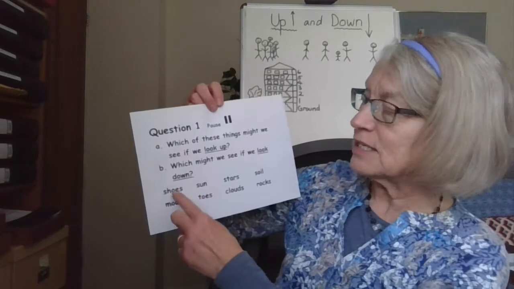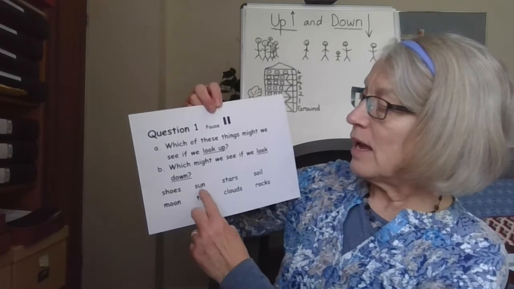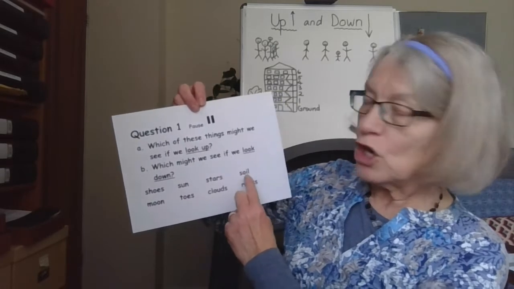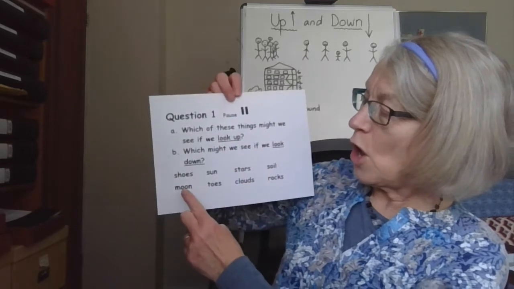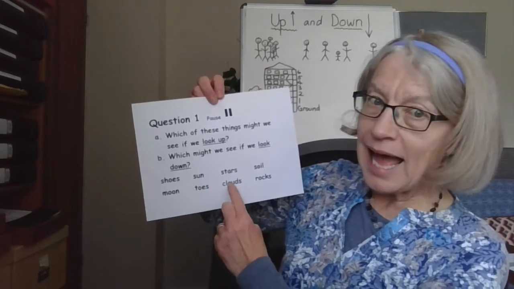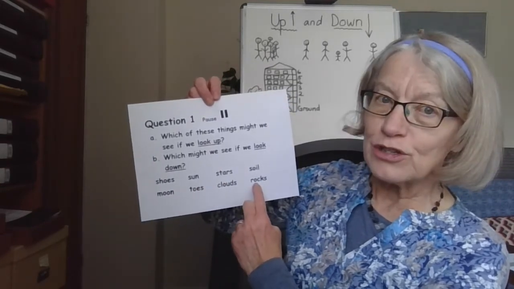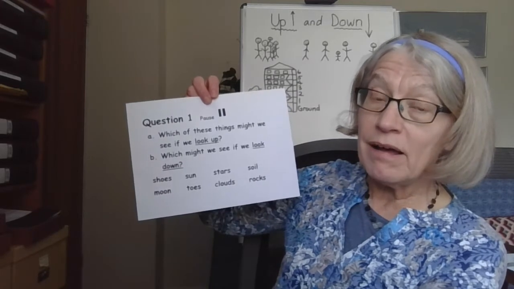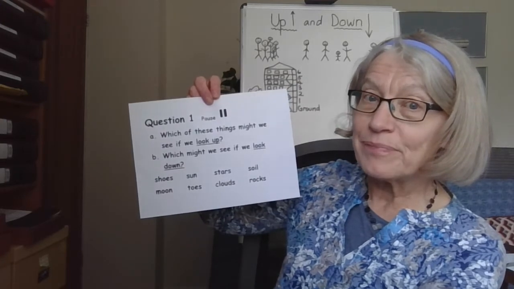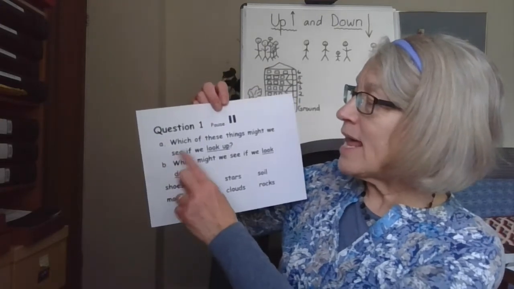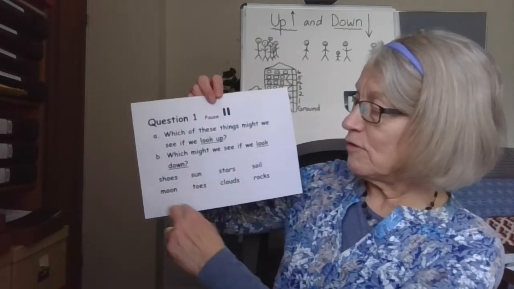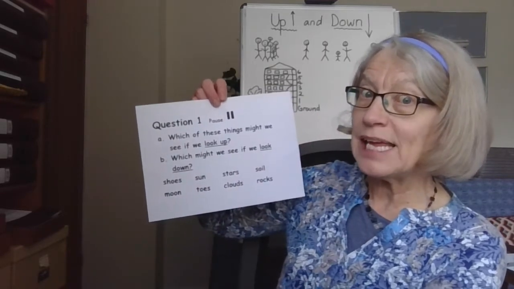Now these are the things: shoes, sun, stars, soil, moon, toes, clouds, rocks. Now if you don't know what they are, have a look in a dictionary and see if you can work out what they are. So do that now. 1A, what do you see if you look up? 1B, what do you see if you look down? From those things, you should have 4 in each answer.